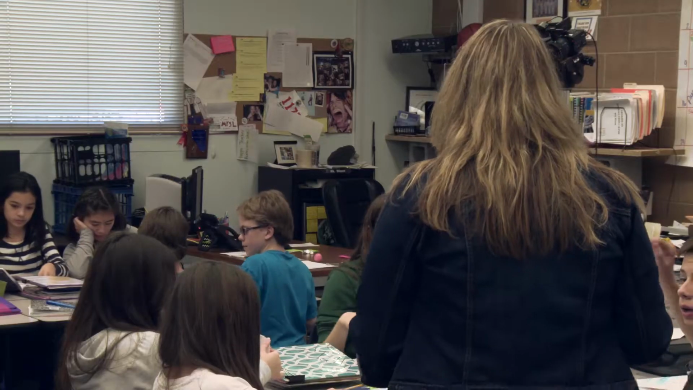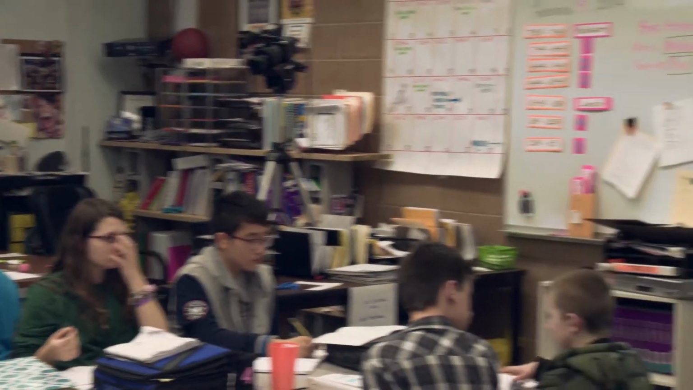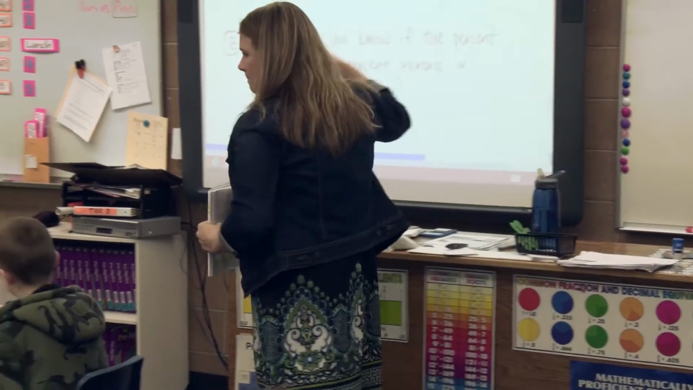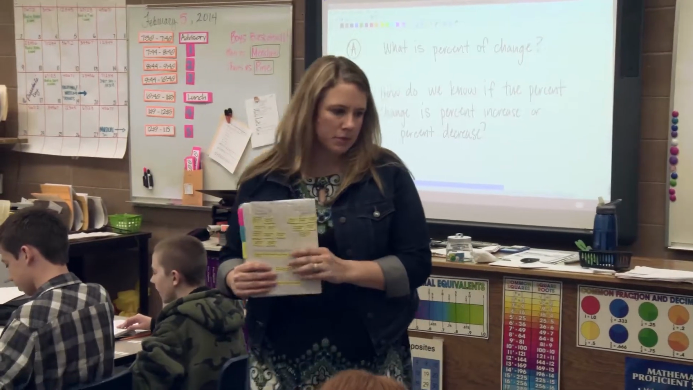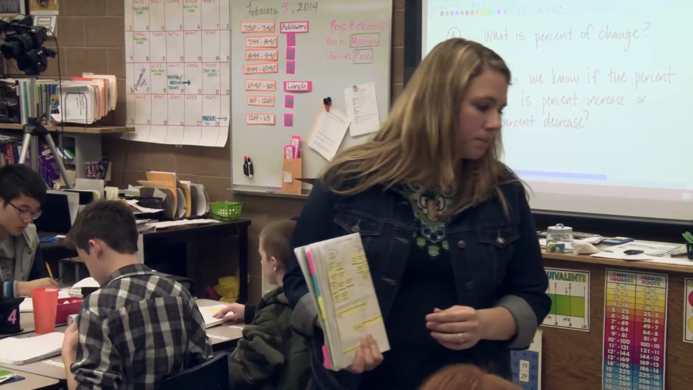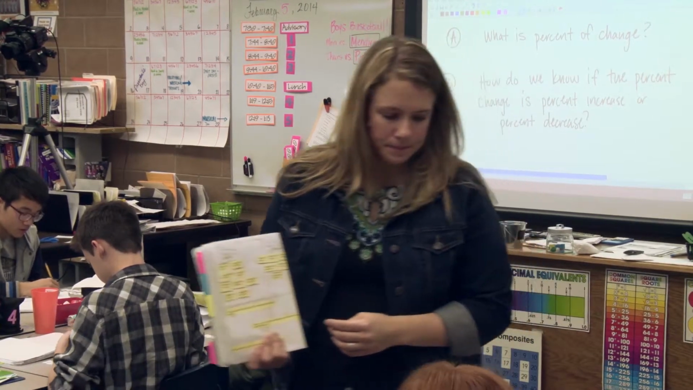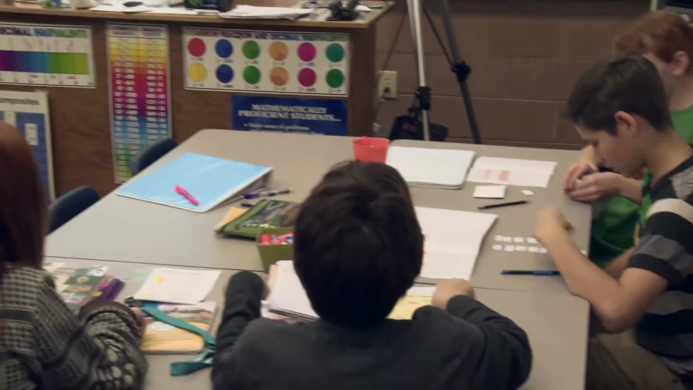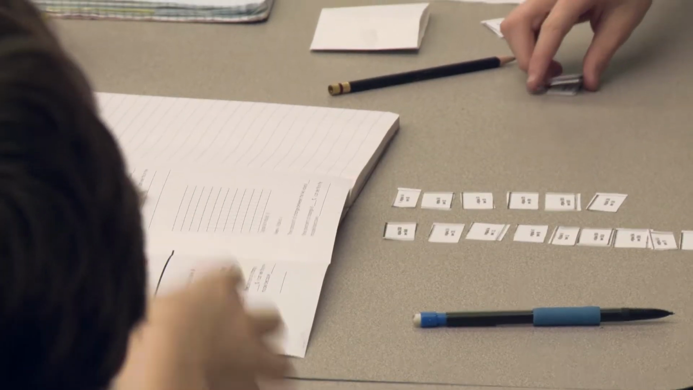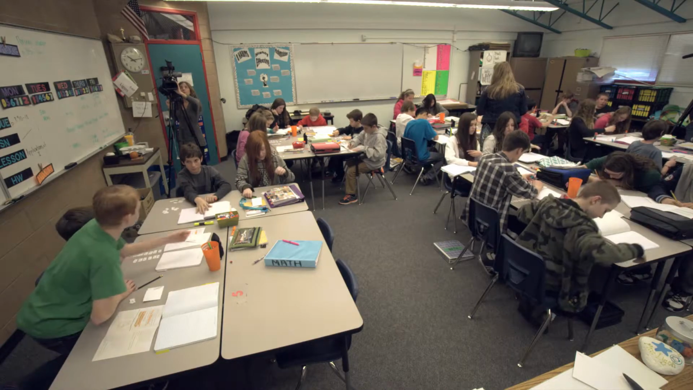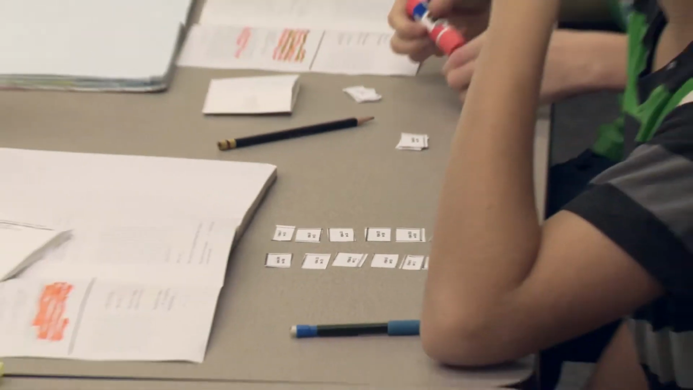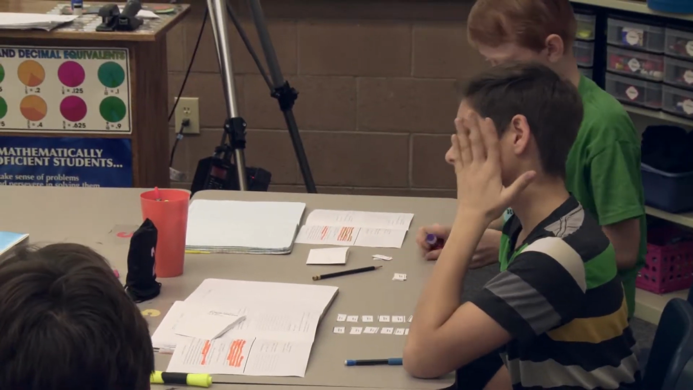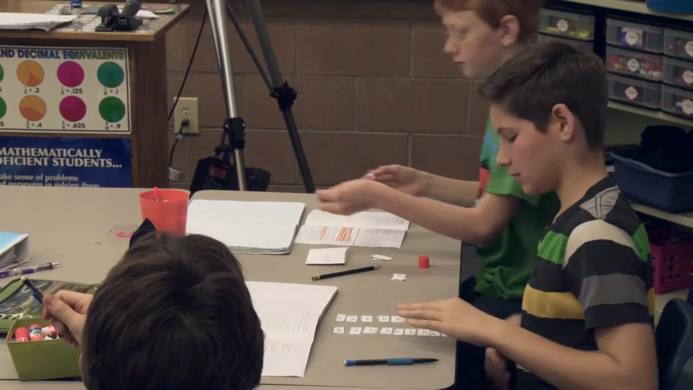You don't have glue? Oh, here. We have a bunch of, yeah, I loaded them up so we'd have extra. Let's just do this. So let's see if we can get these sorted and glued in the next 2 minutes.